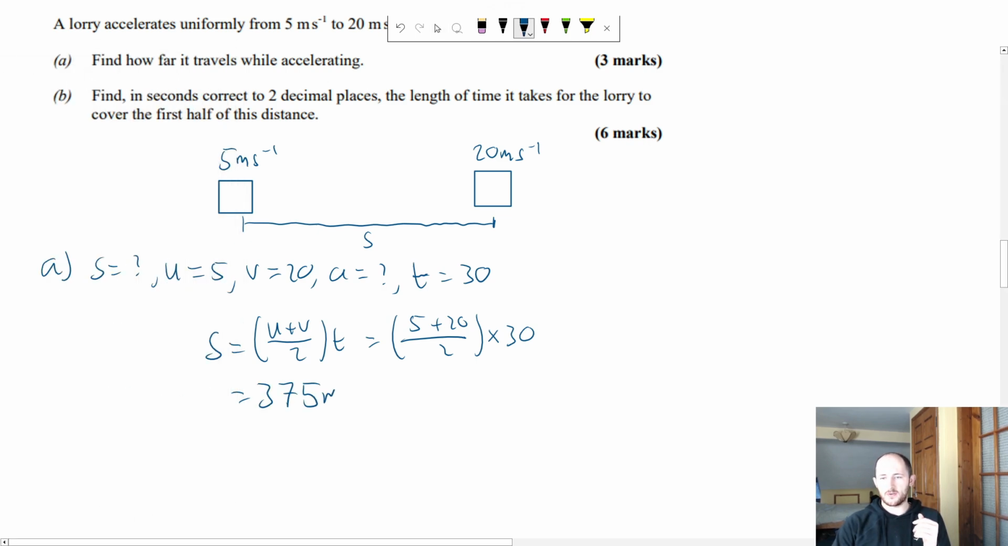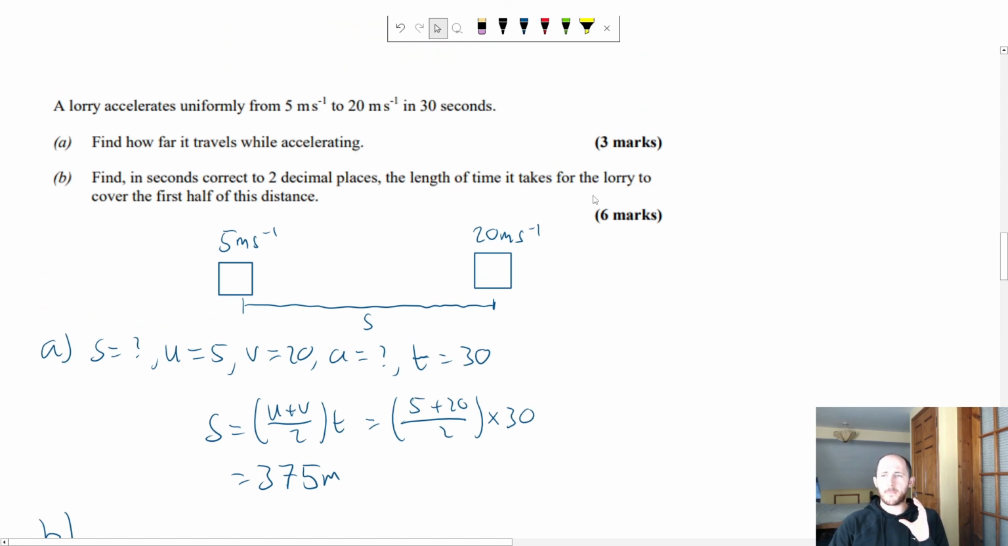Now, of course, that's not too bad. So what you'll find with a lot of SUVAT questions is the first part is quite quick. So we're going to get 3 marks just for that. Really, really fast. But the real meat of the question is generally the 6 or 7 marker that you have afterwards, or you have multiple other parts as well.